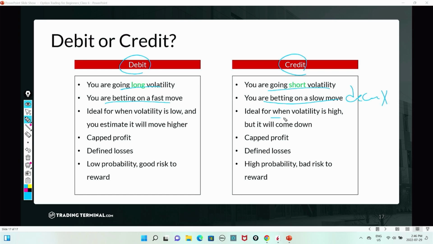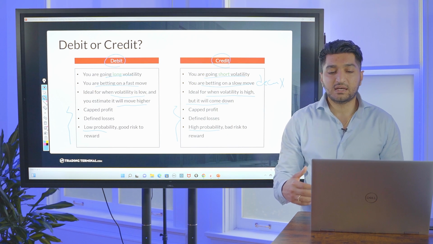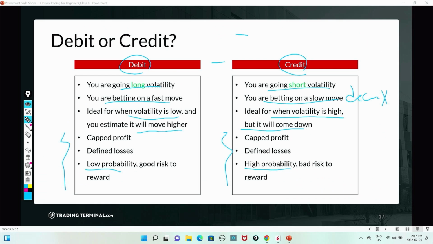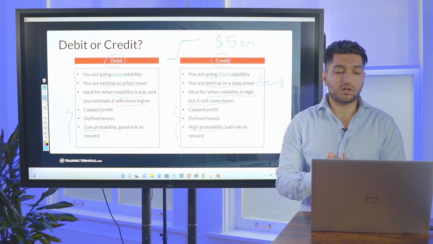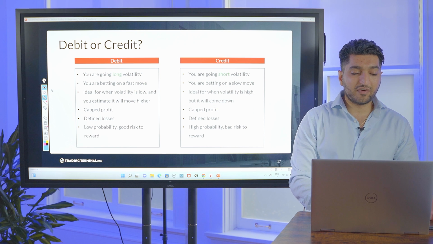Credit is ideal for when volatility is high, but it is about to come down. Debit is ideal for when volatility is low and you estimate that it will move slightly higher. Both of these strategies are capped profit and defined loss. Debit strategies are usually lower probability, whereas credit strategies are usually higher probability. And your max loss is based on the width of the spreads that you're doing. If it's a $5 width spread, that means your max loss is $500. If it's a $6 width spread, that means your max loss per contract is $600. So very easy to calculate, very easy to set up.